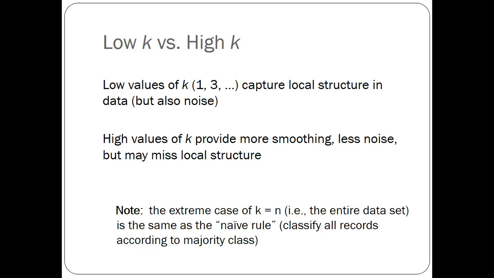But if you have low values of K, you can capture local structure in the data, but you can also capture noise. What that basically means is you're not looking at enough example records to really make a full and complete classification. You might find one record or three records that look very similar to the record you want to classify, but you may not be looking at enough data to really make a full determination of what that class should really be.